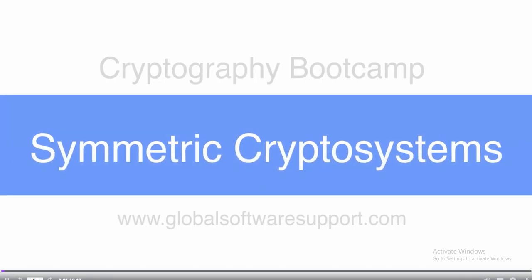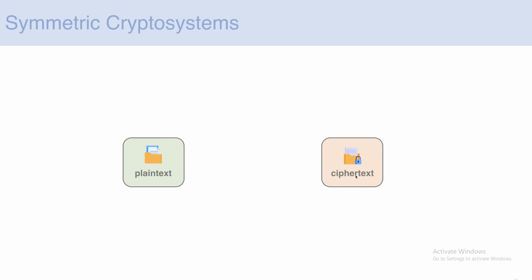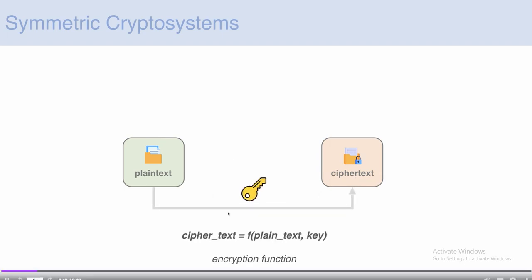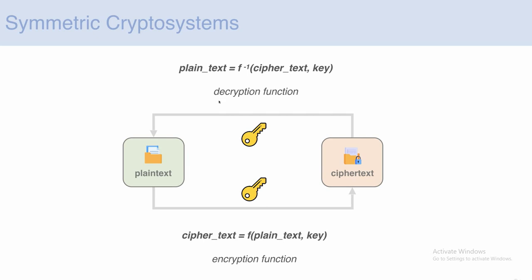In this lecture, we are going to talk about symmetric cryptosystems. In the previous lecture, we talked about how we have plain text and ciphertext. Of course, we have to use an abstract mathematical function, the so-called encryption function, that takes the plain text as well as the key in order to generate the ciphertext. And of course, there is the inverse operation for decryption.